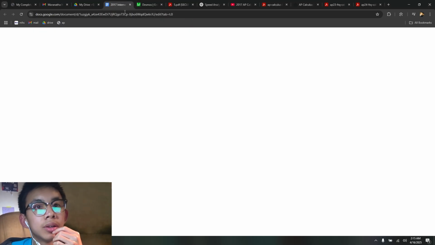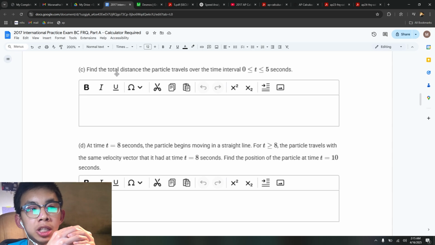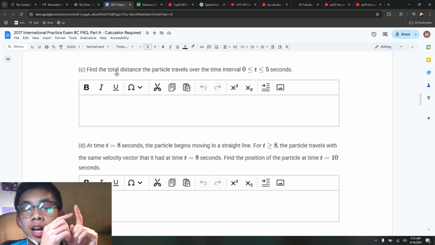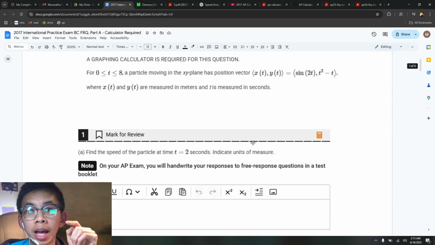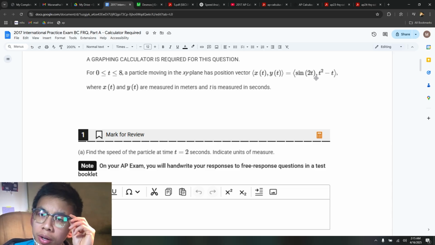Okay, so letter D. At time t equals 8, the particle begins moving in a straight line. For t greater than or equal to 8, the particle travels with the same velocity vector that it had at t equals 8 seconds. Find the position of the particle at time t equals 10 seconds. So for the position, I'm going to have x of t comma y of t. That's just how position is going to work.